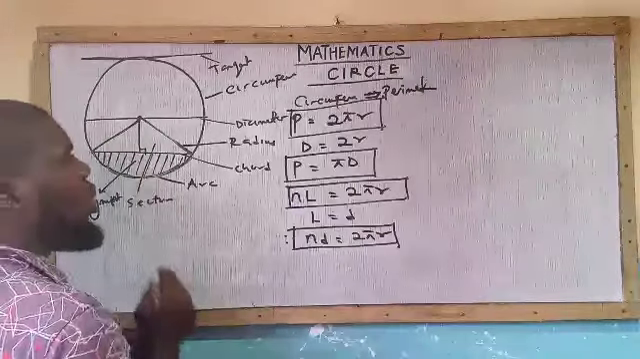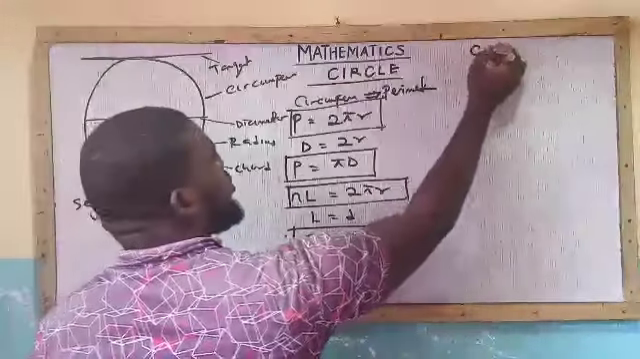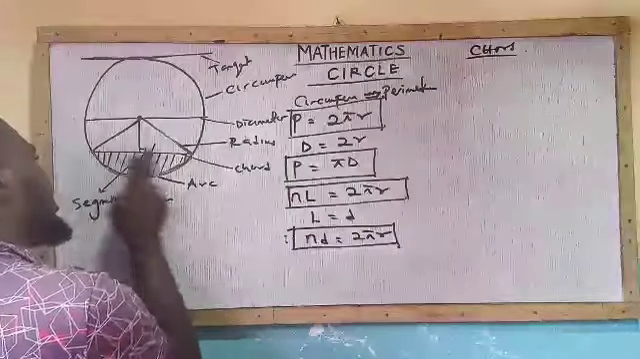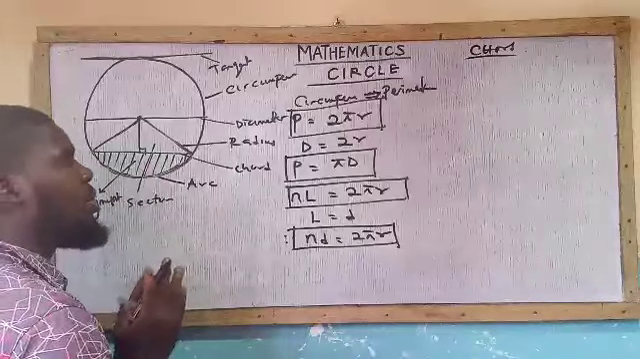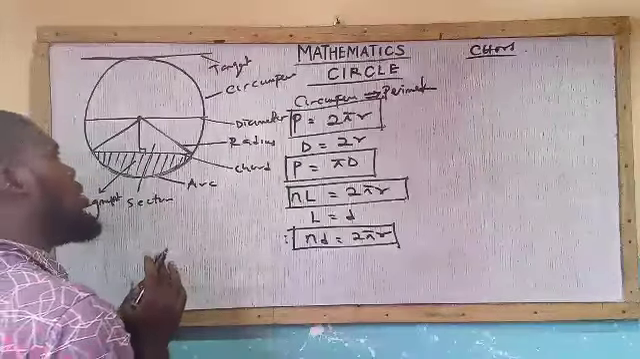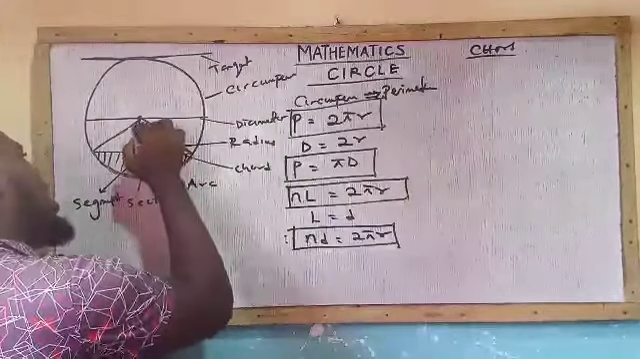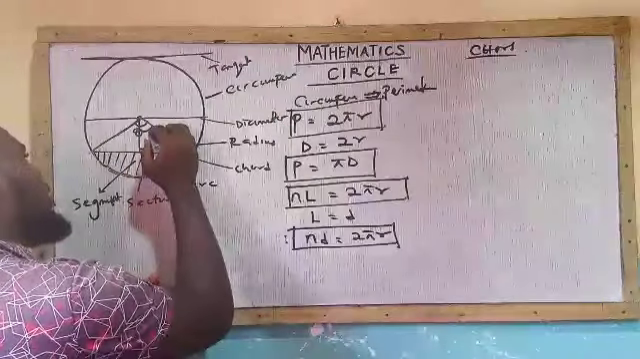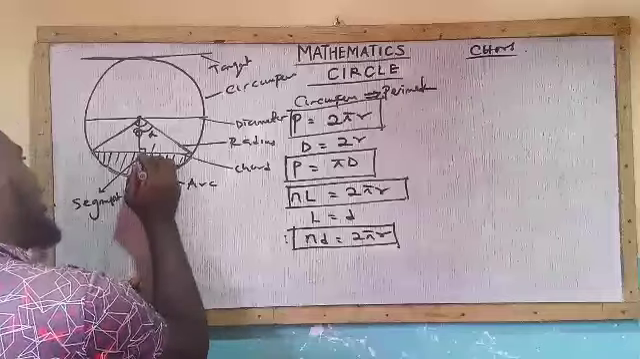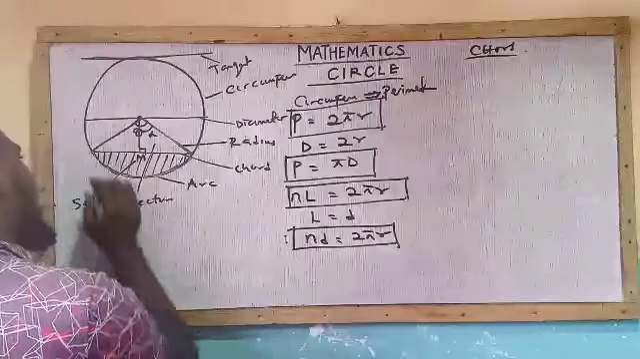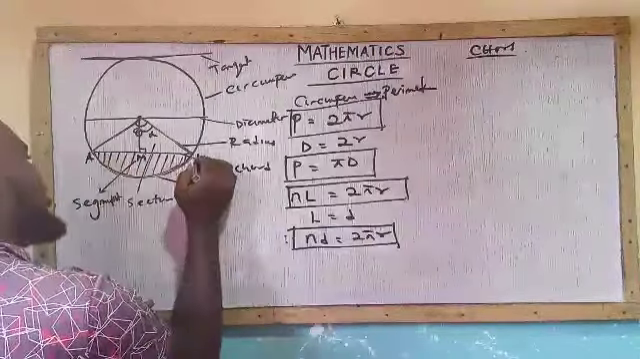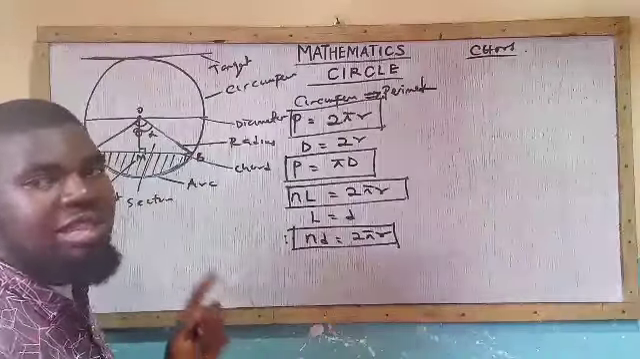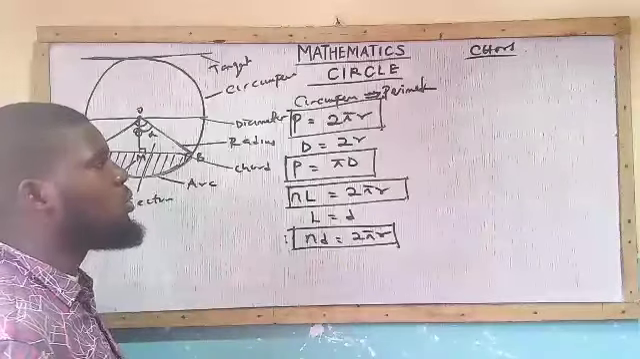Now, let us consider this chord. Just like I told you, what is a chord? A chord is a straight line that touches any two parts of the circumference. Now let us quickly see this chord. If over here I have an angle theta, automatically this half I name alpha, I name this midpoint M, and I name here A, and here B. If this is point O serving as the center of the circle.